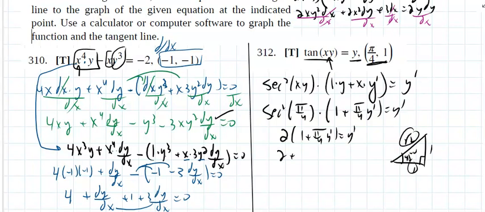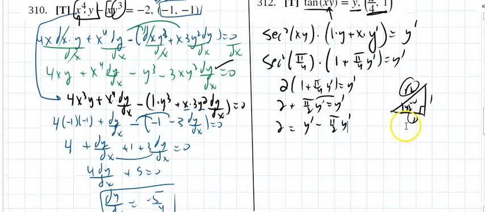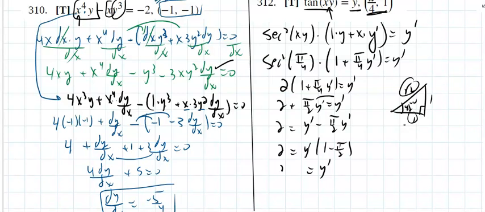So 2 plus pi over 2 y prime equal y prime. That doesn't look like a prime anymore. Of course, y prime is dy dx. So 2 equal y prime minus pi over 2 y prime. And if you factor y prime out, 1 minus pi over 2. So y prime is 2 divided by 1 minus pi over 2.